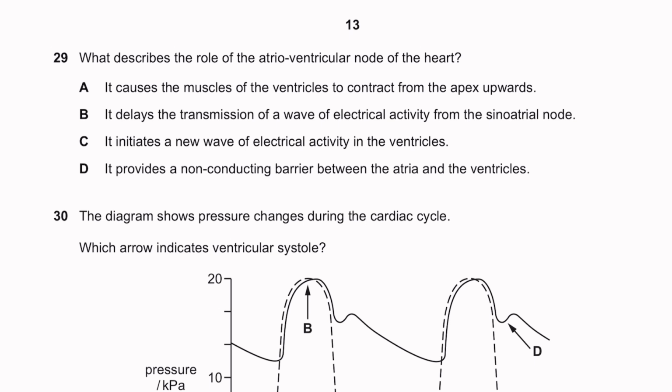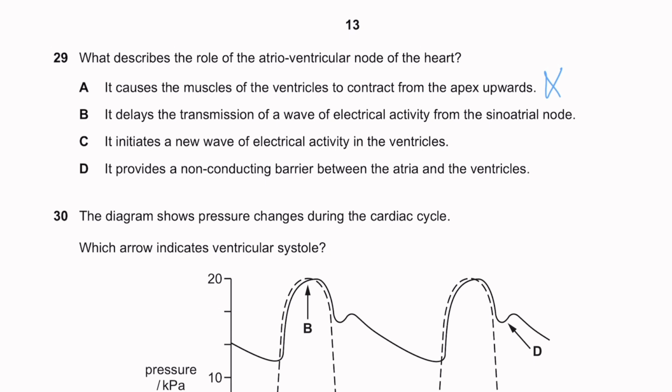Now, number 29, what describes the role of the atrioventricular node of the heart? It causes the muscles of the ventricles to contract from the apex upwards. Actually, this is not the role. The role is actually to conduct the impulse and pass it to the Purkinje tissue. Purkinje tissue is then going to conduct it and cause the walls of the ventricles to contract from the apex upwards.